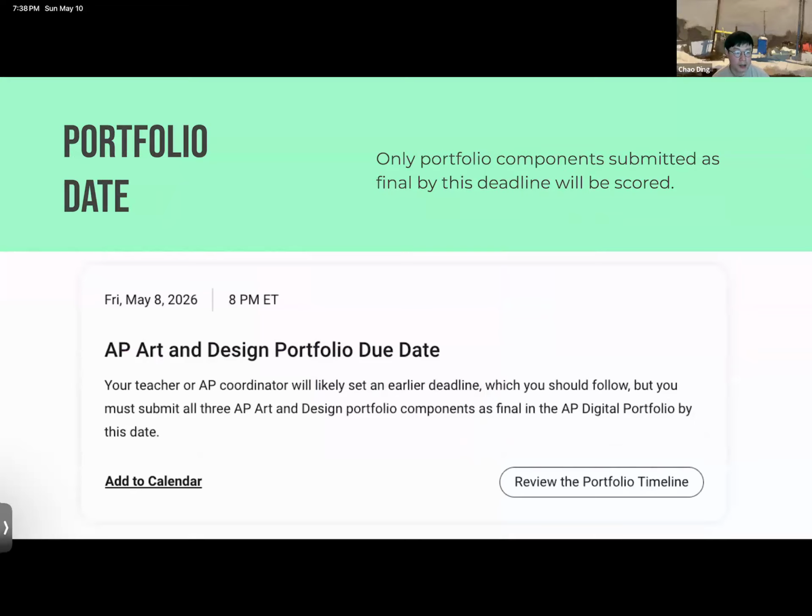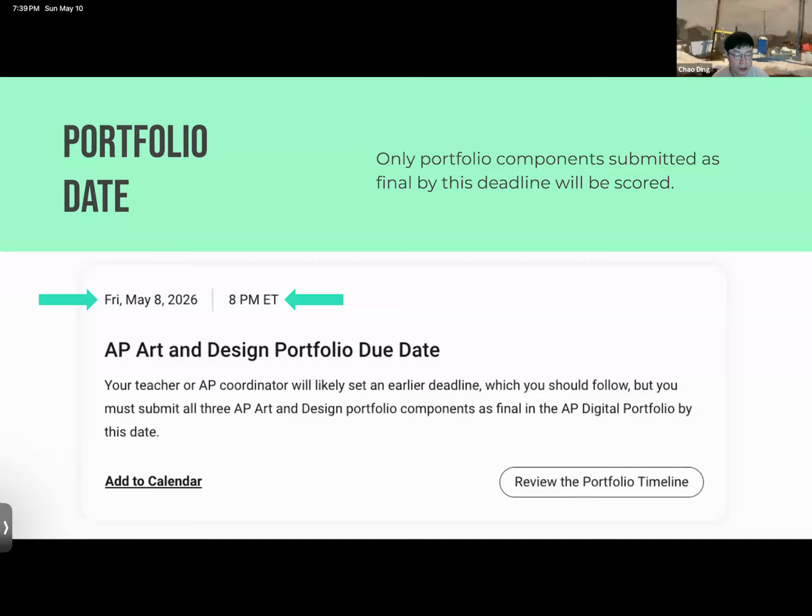The official AP 2D Design portfolio submission deadline is Friday, May 8th, 2026, and this is for the current year. Every year the due date is pretty similar, around May 10th. By the deadline, all portfolio components must be marked as final in the AP Digital Portfolio portal, in order to be scored by the College Board or the AP readers.